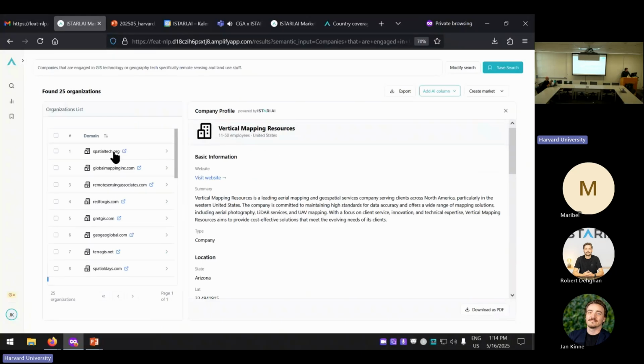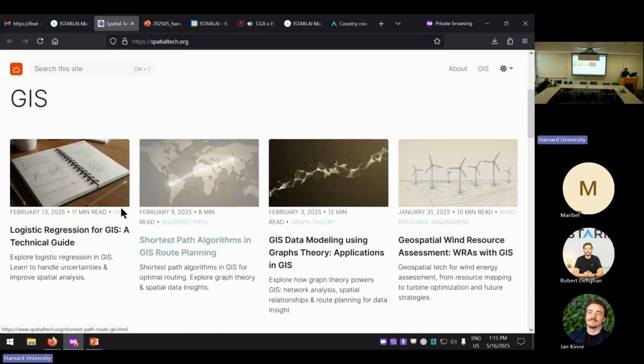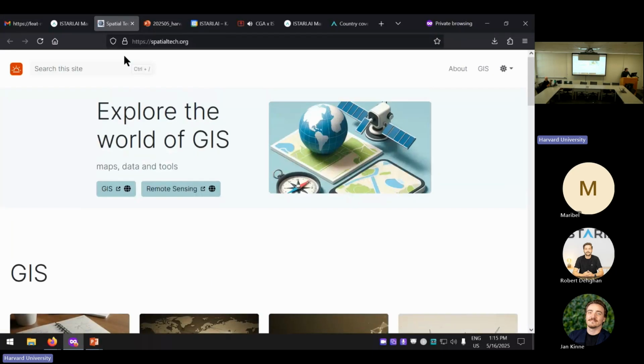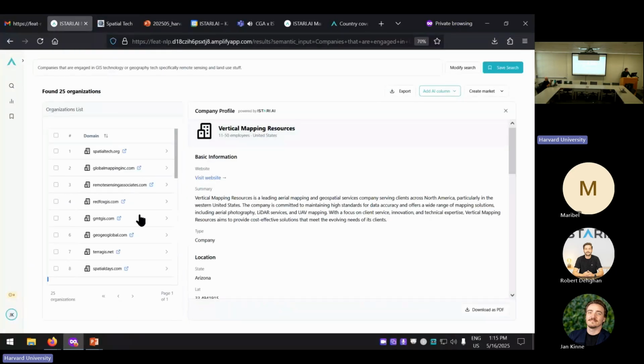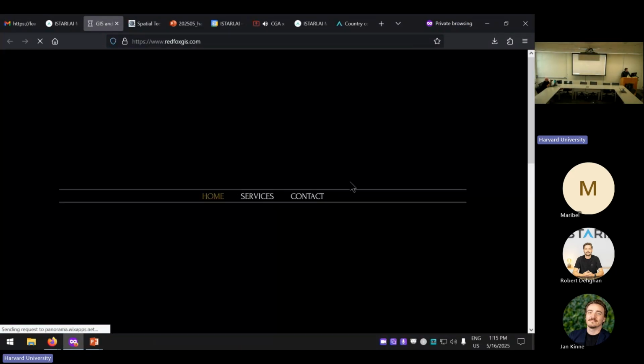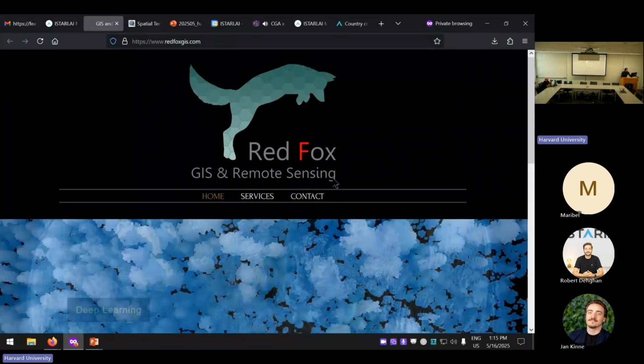And just to give you a little bit of a better idea, we will just briefly look at one of those websites. So that's, for example, spatialtech.org, explore the world of GIS, maps, data, and tools. And they offer stuff like, it seems like, logistic regressions for GIS, a technical guide. So they're doing different things here. Or maybe have a look at Redfox GIS for a second. So it seems like they're offering GIS and remote sensing stuff.